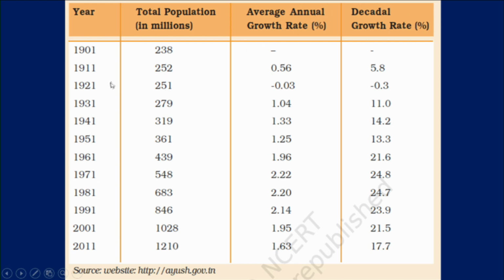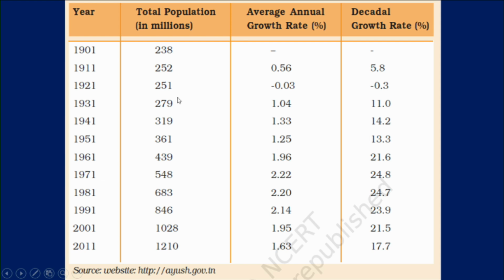So, in 1921 it is 251 million. This is the only time where the population has decreased. You can see the average annual growth rate is minus 0.03 percent. Even the decadal growth rate is minus 0.3. This is the only time where the population decreased in India.